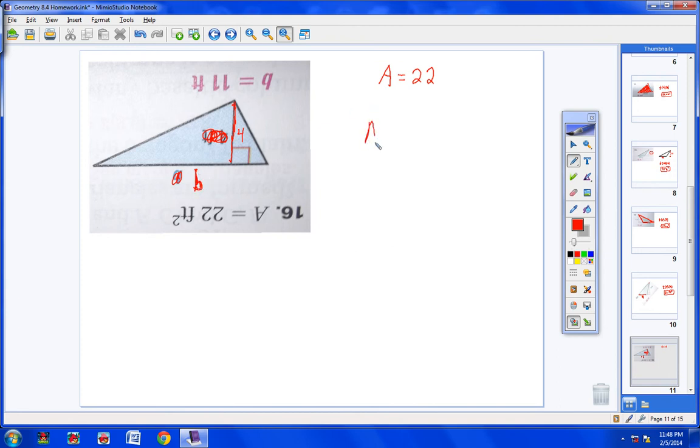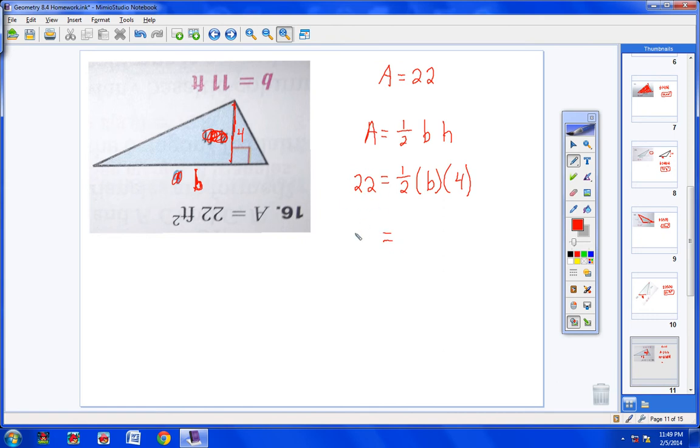So the formula is area equals 1/2 base times height. So for A, area, I'm going to substitute 22. For 1/2, I'm going to leave 1/2. B, I'm going to leave B. And for H, I'm going to substitute a 4. Now, anytime you're solving linear equations, you simplify, first of all, both sides of the equation.